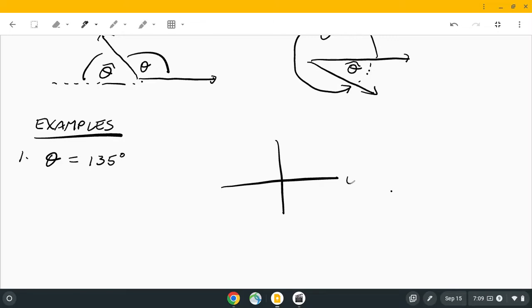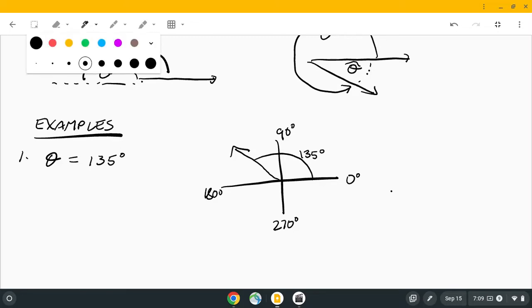This is 0 degrees, 90 degrees, 180, 270. Okay, so 135 degrees is in quadrant 2. So this is theta, which is 135 degrees. Okay, so my reference angle, maybe I'll use a different color since I can. The reference angle is going to be this angle measurement right over here.